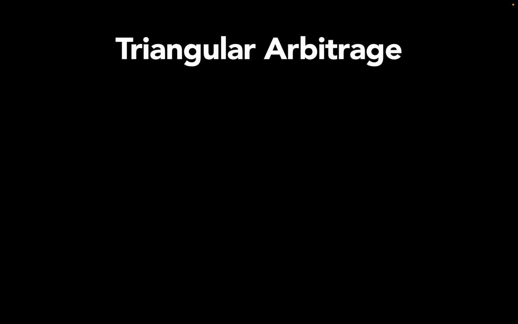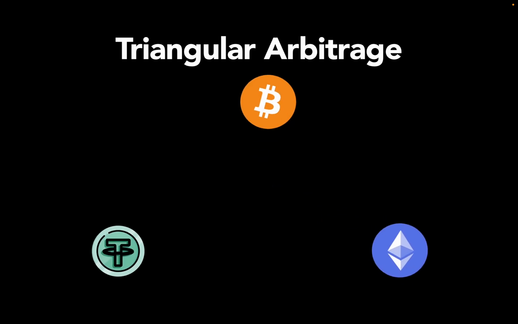In fast-moving markets like crypto, prices don't always line up perfectly, even within the same exchange. And that's where triangular arbitrage comes in. It's a simple way to take advantage of small, temporary price mismatches between three trading pairs.